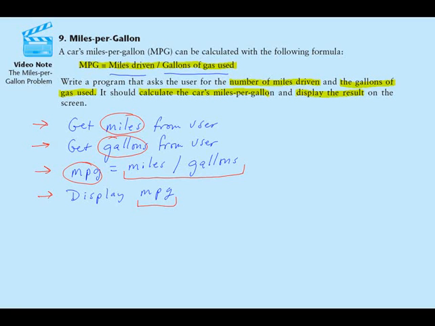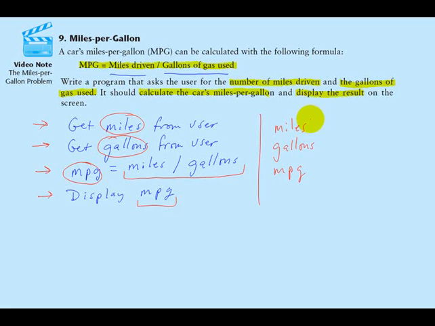So it looks like we need three variables. We need a variable to hold the miles, we need a variable to hold the gallons, and we need a variable to hold the miles per gallon. And I think that these names are sufficient for those variables as well. Well, what about the data types of these variables?